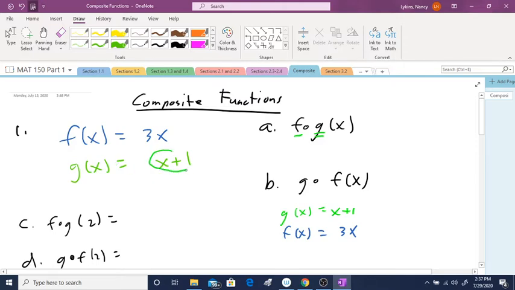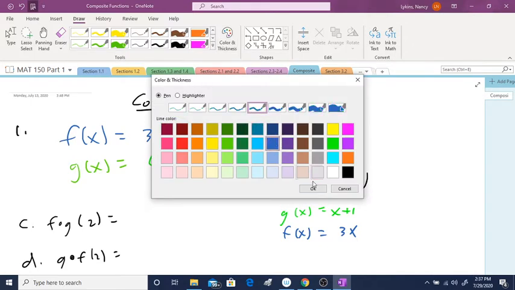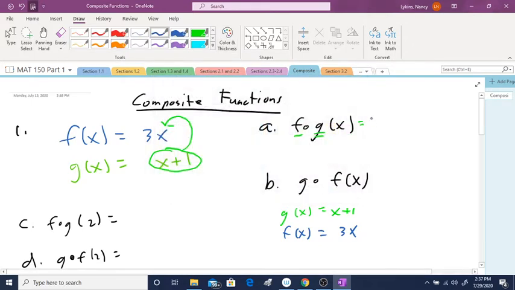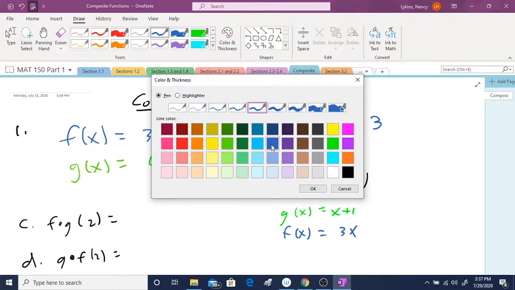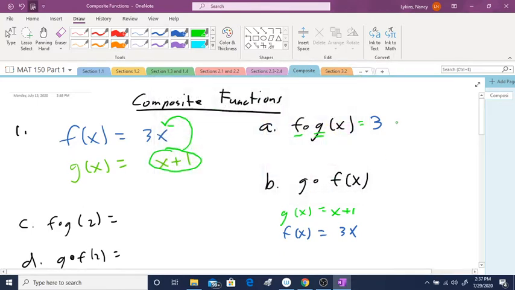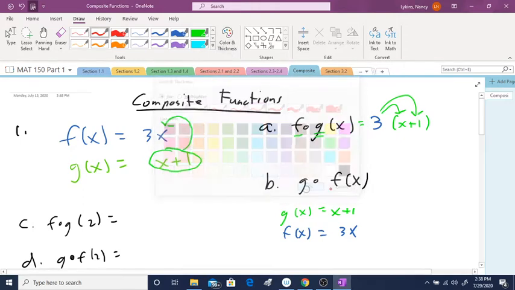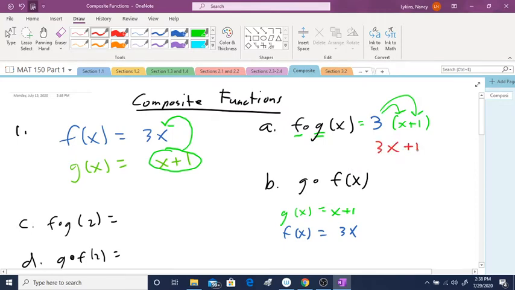So what I'm going to do is circle x plus 1, and I'm going to plug it back in for x. It's just substituting in for x. So by doing this, I'm going to try to keep this color-coded. That means the f function is 3, but then for that x, I'm substituting in the x plus 1. Now, to finish this up, you just distribute the 3 to the x plus 1, and the answer I'm looking for is 3x plus 1.